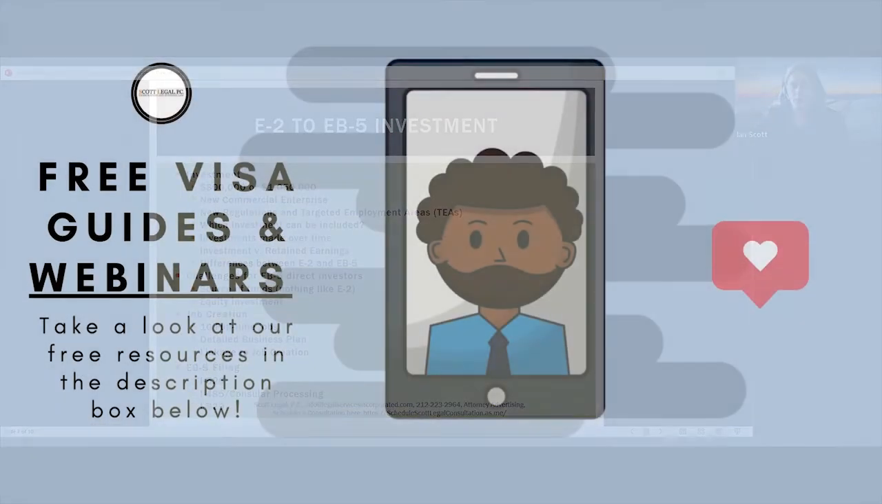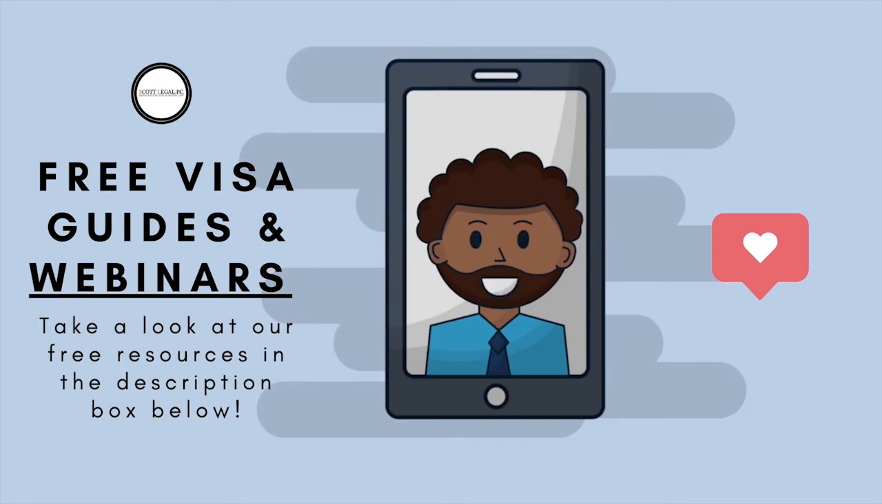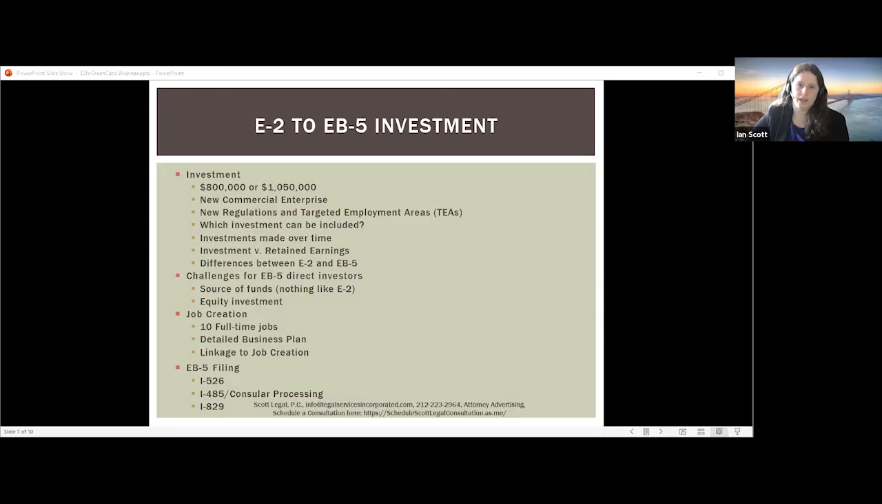You can use some or all of the investment that was made in the initial E-2, but not all amounts are going to count. So for example, EB-5 does not permit the inclusion of legal or administrative fees to be included in the investment amount.